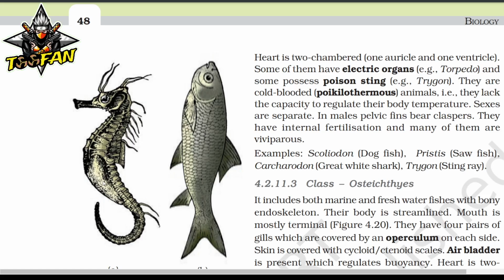Sexes are separate. In males, pelvic fins bear claspers. They have internal fertilization and many of them are viviparous. Example Scoliodon, dogfish, Pristis, Carcharodon and Trygon.